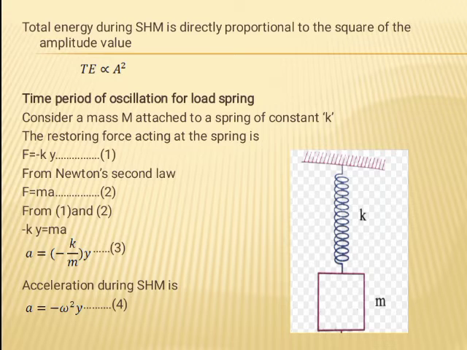So what am I going to do? I'm finding the time period. How much time is needed for a loaded spring to oscillate. So we are deriving a formula for it through an expression. So you can see here, consider a mass. So what am I considering? A mass m. You can see m attached to the spring of constant. So what is the constant?